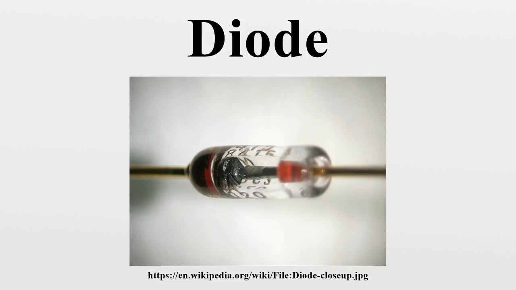Etymology. At the time of their invention, such devices were known as rectifiers. In 1919, the year tetrodes were invented, William Henry Eccles coined the term diode from the Greek roots di, meaning two, and ode, meaning path.